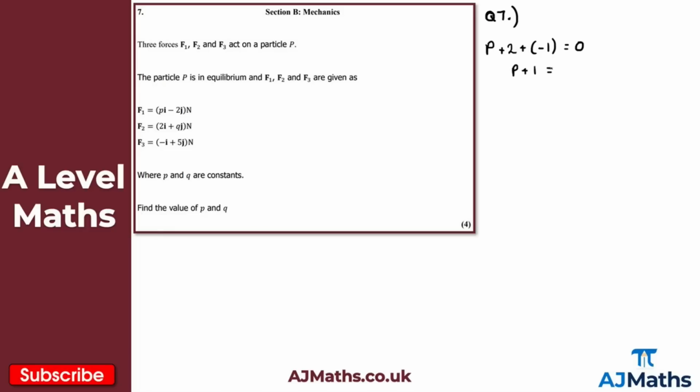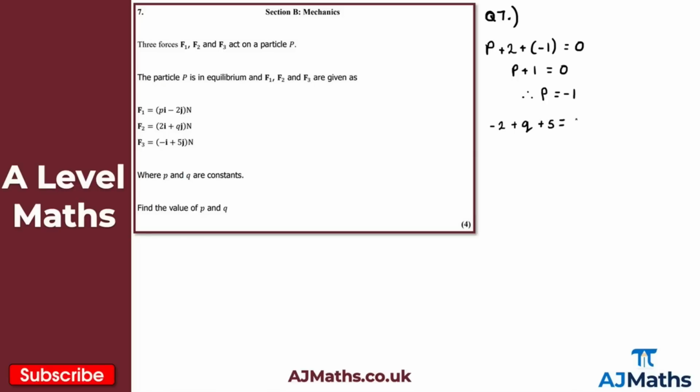So P plus 1 is equal to 0. In that case, we can solve for P here, so P is equal to minus 1. And then if we do the same here for the j components, that allows us to solve for Q. So in this case, I'm going to get minus 2 plus Q, and then finally plus 5 here.